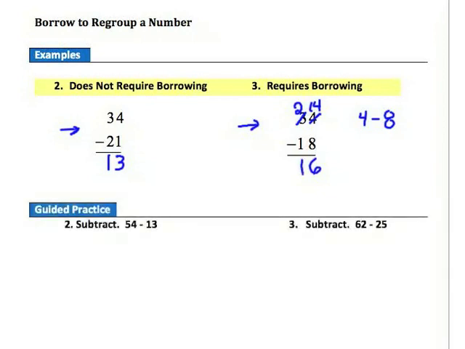Now it's time to check your understanding of subtraction, where borrowing is not required and also where borrowing is required. Press pause on your video player and complete these 2 guided practice questions. When you finish, hit play to see how you did.